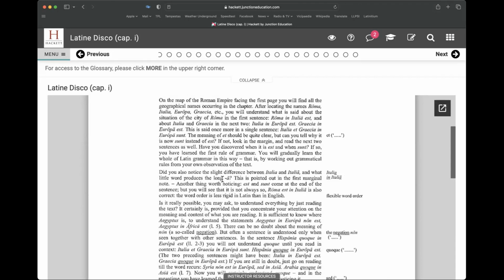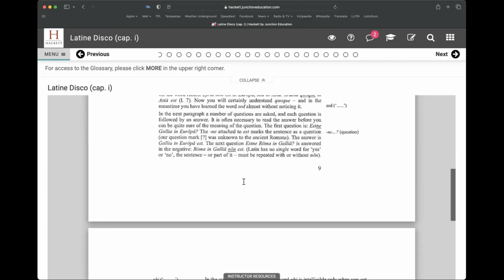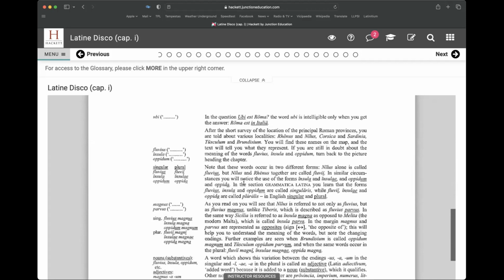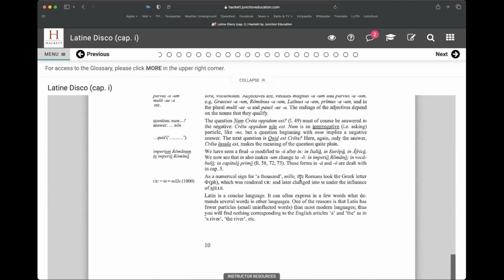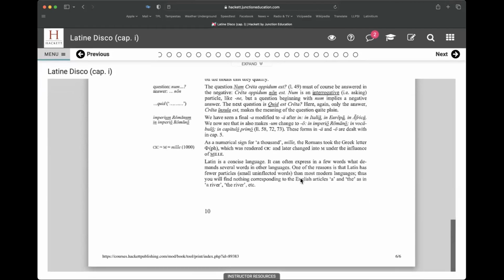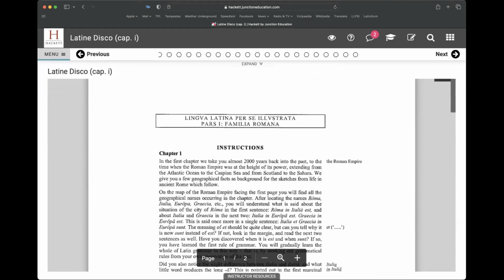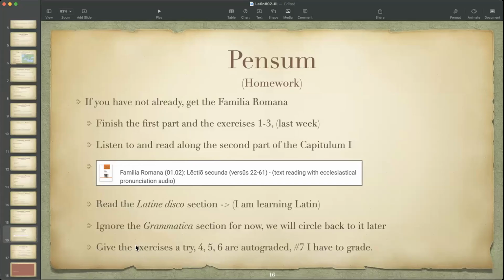But anyway, here they talk about Italia and Italia, and what word produces the long A, i.e. the in. So yeah, read through that. Okay. You're going to start hitting, let's see. Yeah, this is going to be the second section of Chapter 1. And yeah, okay, so start reading through those 22 pages.